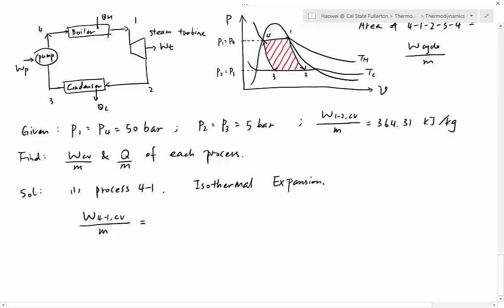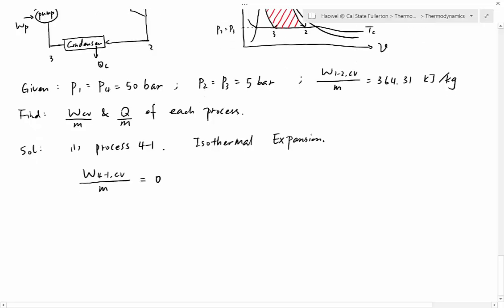Remember, control volume work, WCV, only comes from moving parts. So 421 is a boiler. Inside a boiler, there's no moving parts. There's only water going through a pipe. There's no moving parts such as blades or piston. So if there's no moving parts, control volume work, WCV, must be 0.